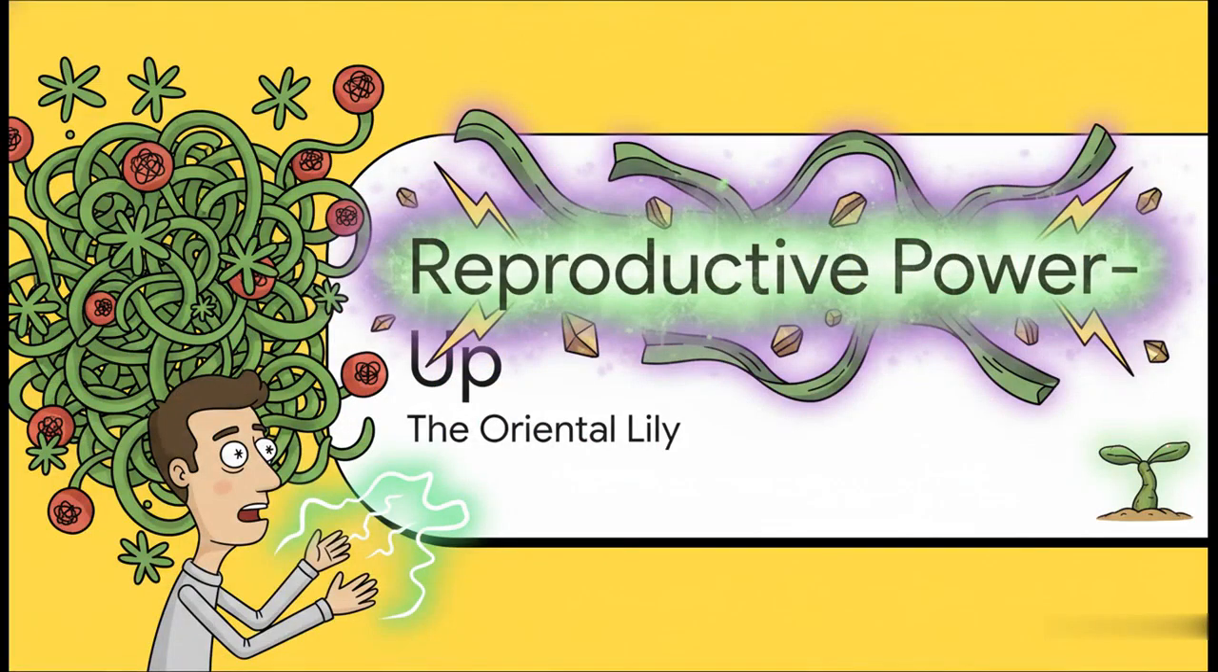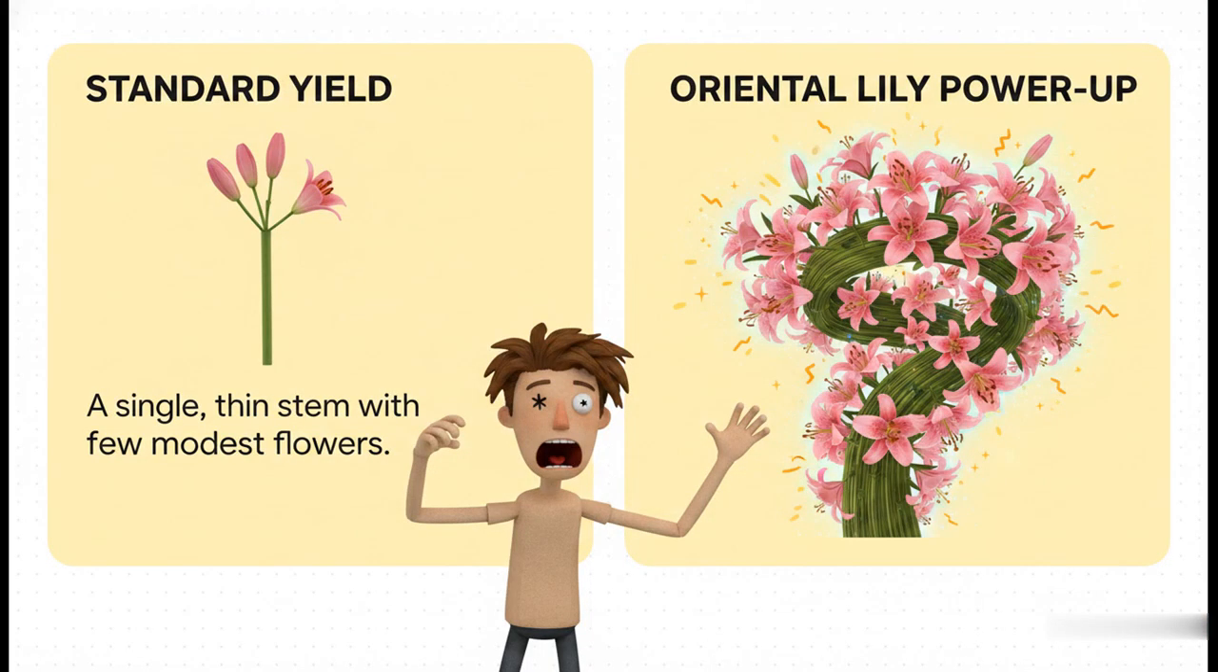Section 6. Reproductive Power-Up. The Oriental Lily. Okay, here is where I really have to drop the academic detachment for a moment, because what happens next in some species is genuinely remarkable. There is a shocking evolutionary benefit to this mutation. Contrast the standard flower yield with what we call the Oriental Lily power-up. Under normal circumstances, you get a beautiful, predictable cylinder producing a handful of blooms.